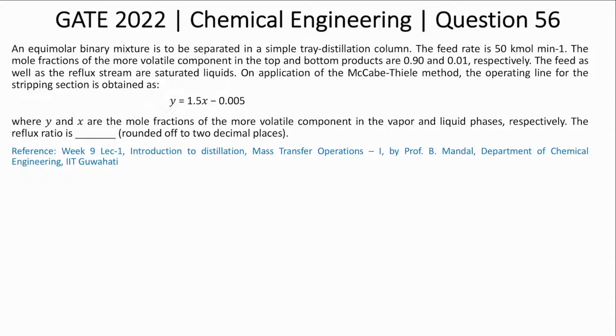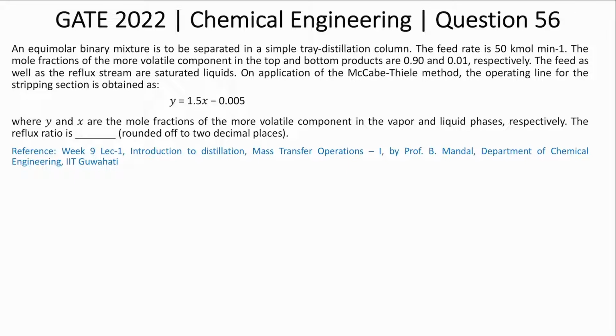Hello everyone. Today we will be looking at GATE Chemical Engineering question number 56 from GATE 2022. An equimolar binary mixture is to be separated in a simple tray distillation column. The feed rate is 50 kmol per minute. The mole fractions of the more volatile component in the top and bottom products are 0.990 and 0.01 respectively. The feed as well as the reflux stream are saturated liquids.